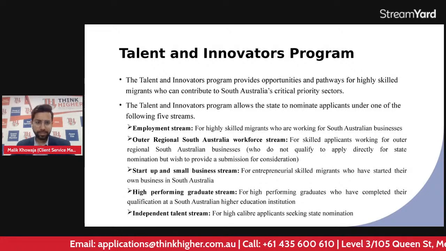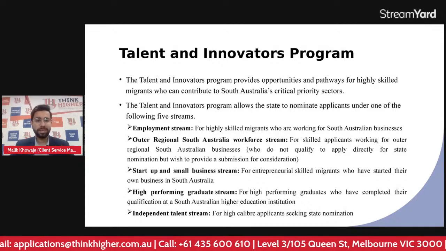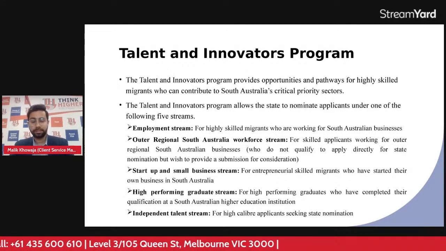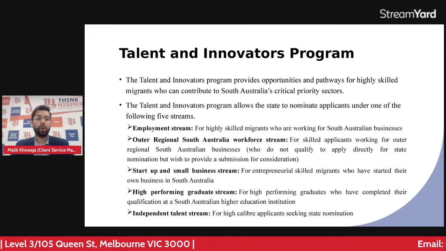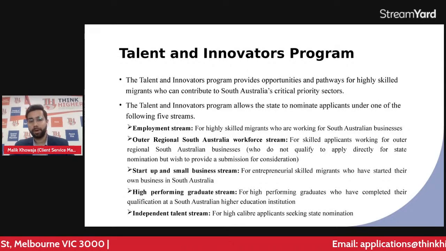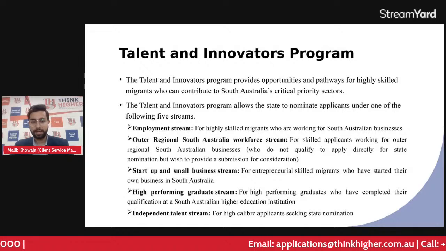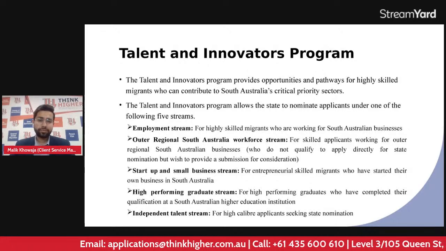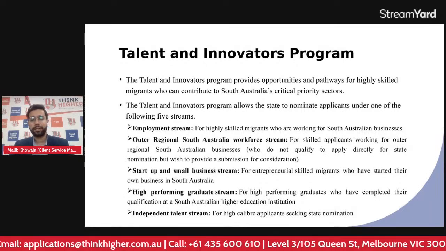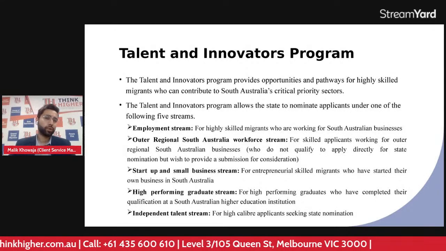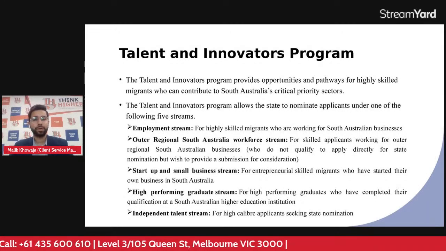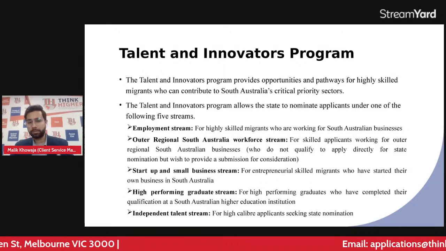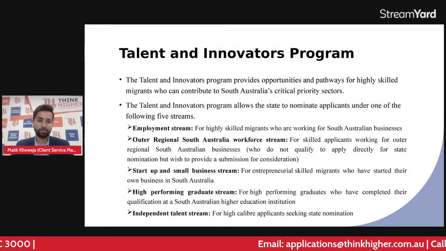So 5 streams, I'm going to read them out. First, the employment stream. This is for those who are working for a South Australian business in a critical priority sector and have a good standing. Further details we're going to discuss in the next slide. Second stream is the outer regional South Australia workforce stream. Those candidates who are currently living and working in outer regional South Australia and are unable to meet the normal published requirements can apply through this stream.